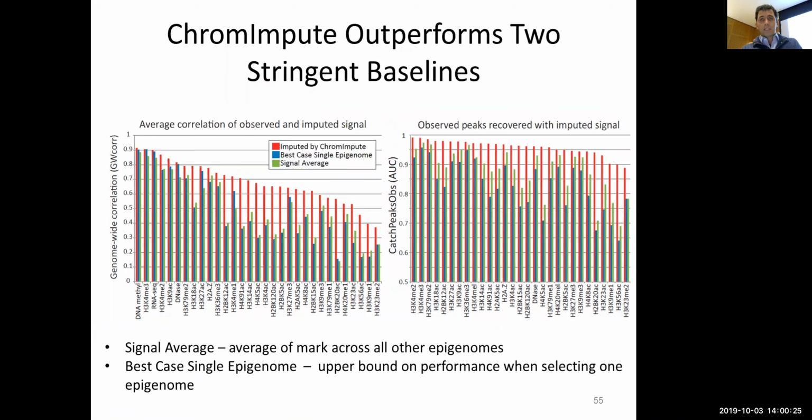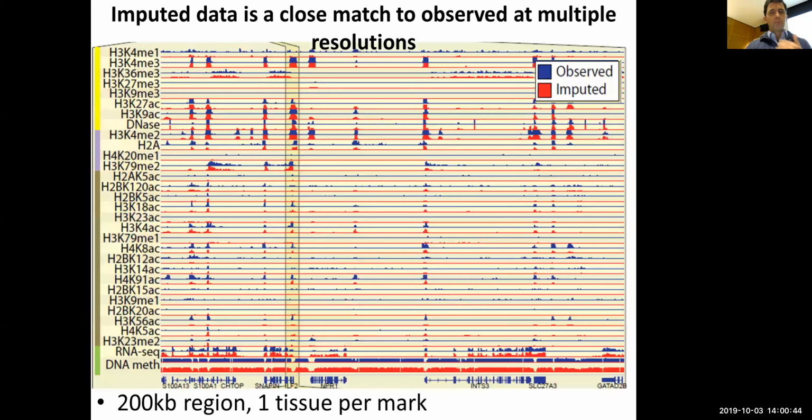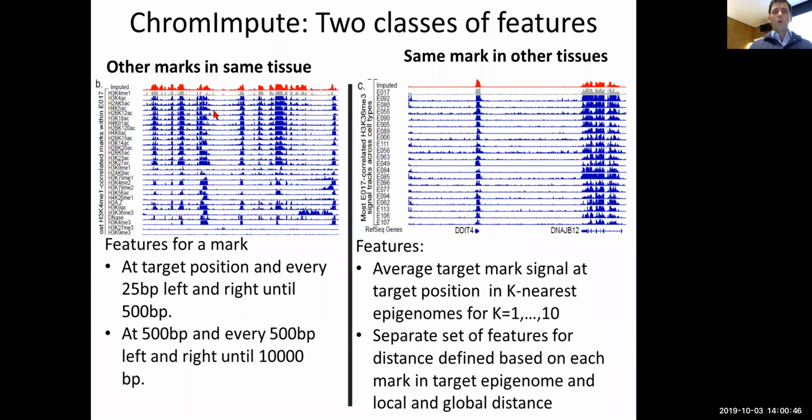Then the next thing we asked is how well does that compare to, say, always predicting the signal average, or always choosing the single closest epigenome and using that throughout the whole genome. So basically, when I'm looking to predict a new cell type, I'm going to say, don't just predict something new, just go find the one in your data set that you think is going to be the closest and use that one, okay?